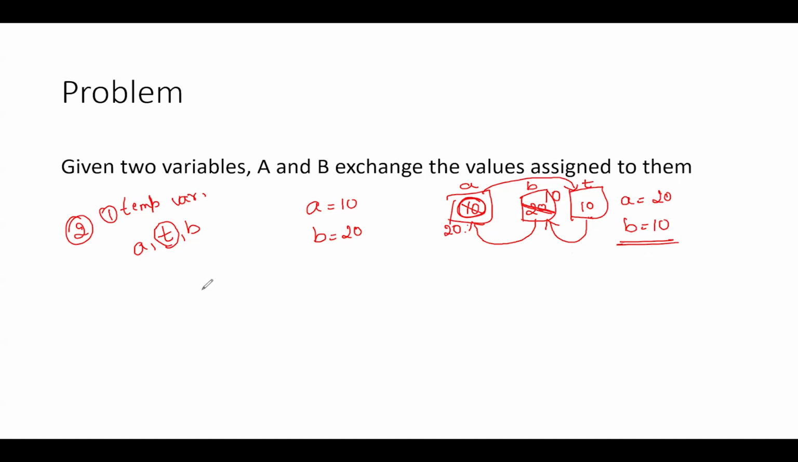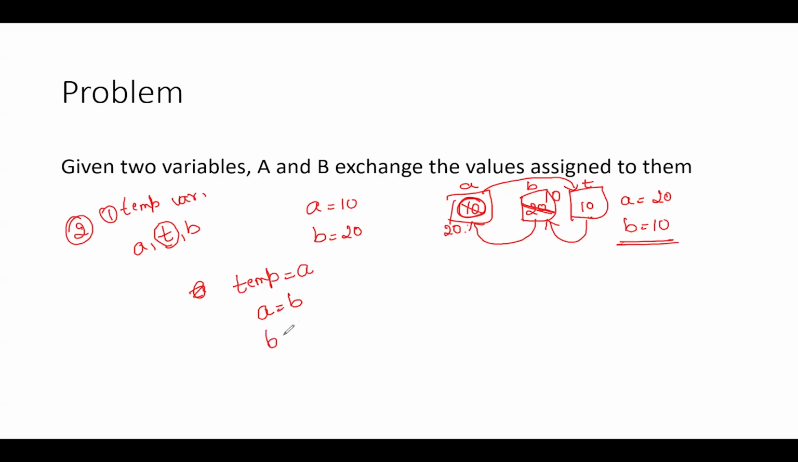So how can we write the code for that? I will initially say temp is equal to, that is a temporary variable. I'll be storing the value of one of the variables, and the variable whose value I've stored in temp can then be overwritten by the other variable.